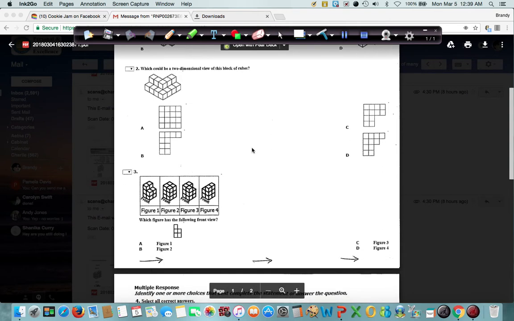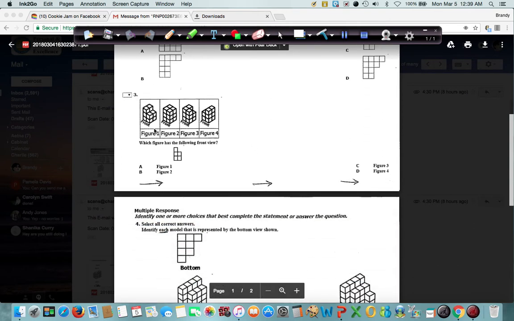Number 3. Okay, so now they're going to give you 4 different pictures. And you have to say, okay, which one is going to be this front view? So I need 3 and then 2. And see, it even tells you what the front is. I need 3 and 2. 3 and 2 here. So really, I'm saying figure 1 and I'm done. But it's always good to check the rest.